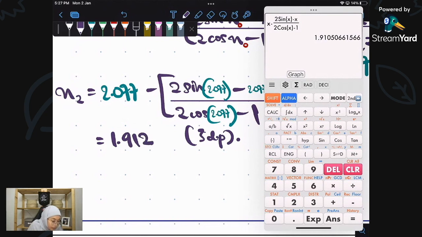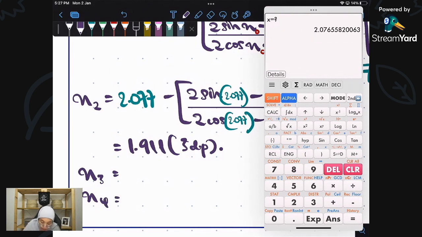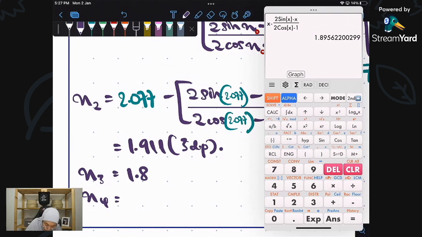Am I right? Oh, 1.911, sorry. This is the 3 decimal places that we want. And then we continue, we got to find x3 and x4. Let's see whether they are the same or not. We tekan calculate, tekan answer, tekan equal. And then we got a new value, which is 1.896. Sebab kita nak 3 decimal places again.